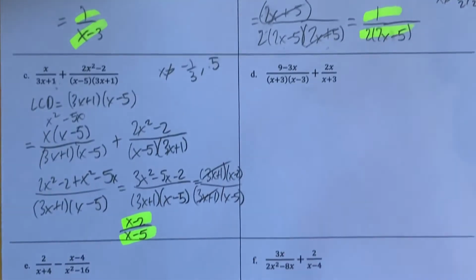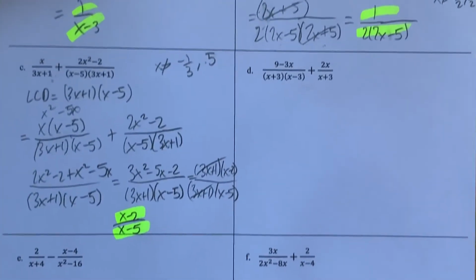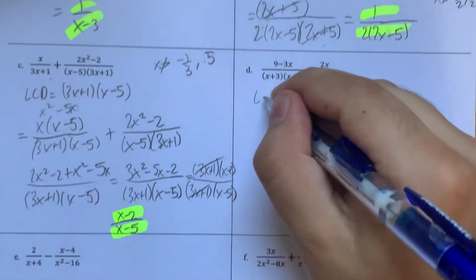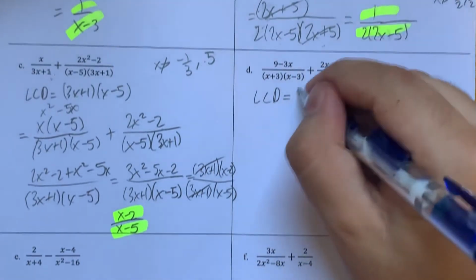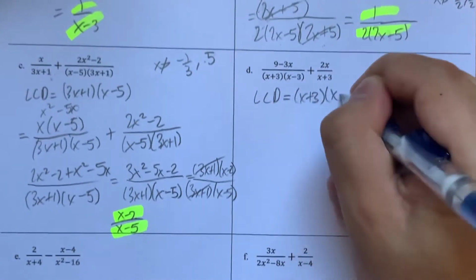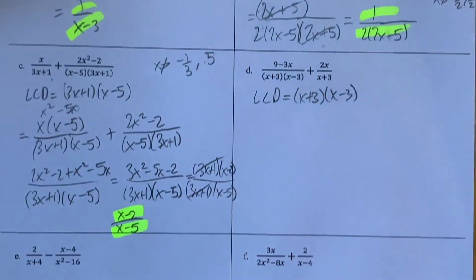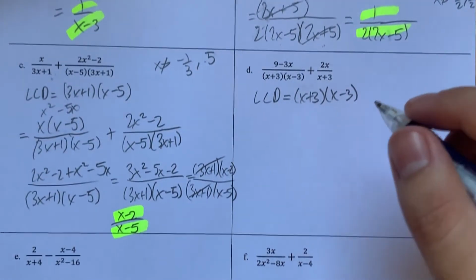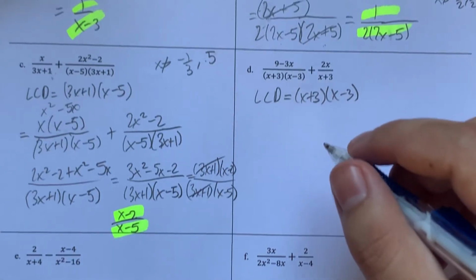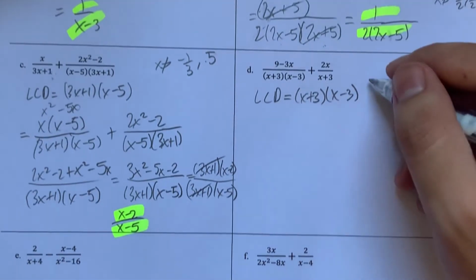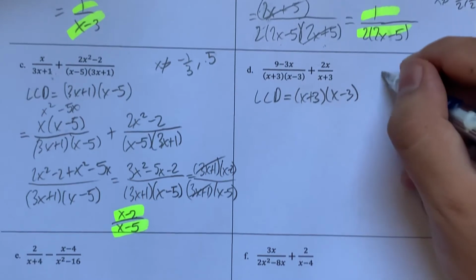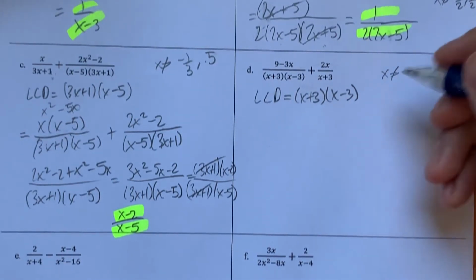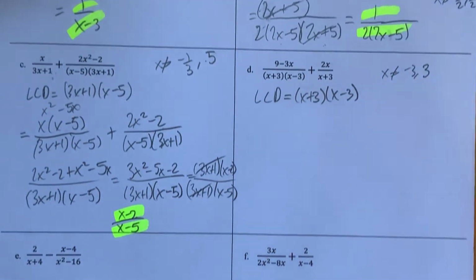Let's do the next one. So, what is our least common denominator? X plus 3 times x minus 3. Absolutely correct. And based off of that, what are our exclusions? Right? Our exclusions are x cannot equal negative 3 and positive 3.